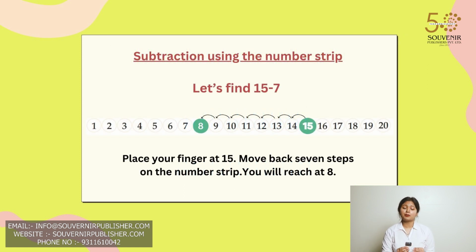Subtraction using the number stripe. Let's find 15 minus 7. Place your finger at 15, move back 7 steps on the number stripe. You will reach 8 and we'll get 8 as our answer when we subtract 7 from 15.